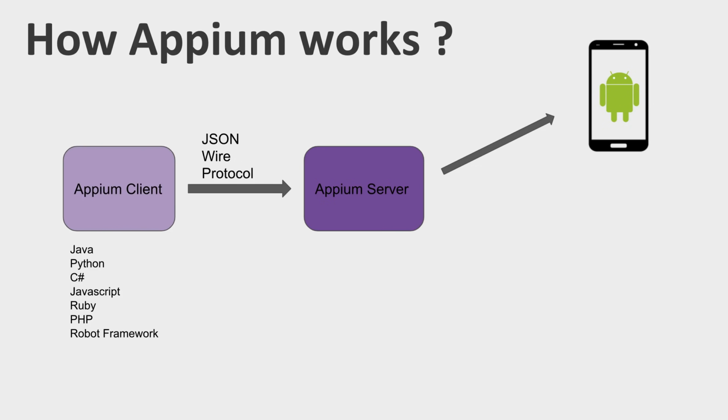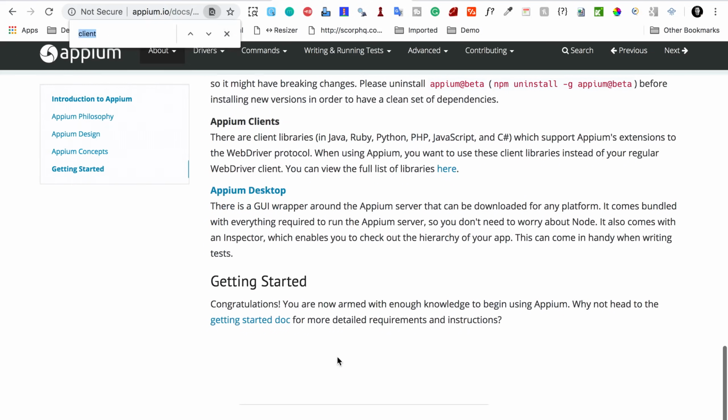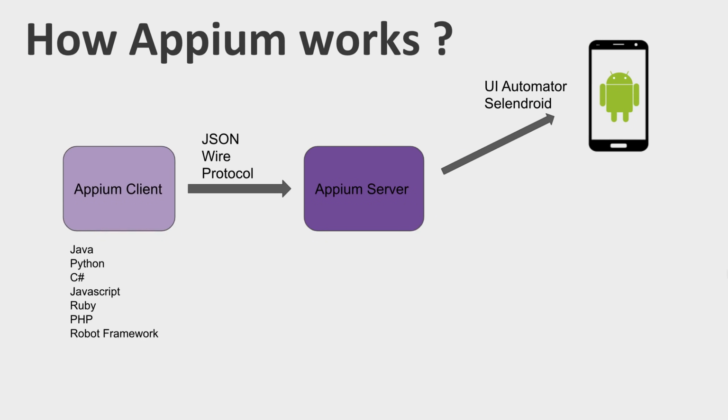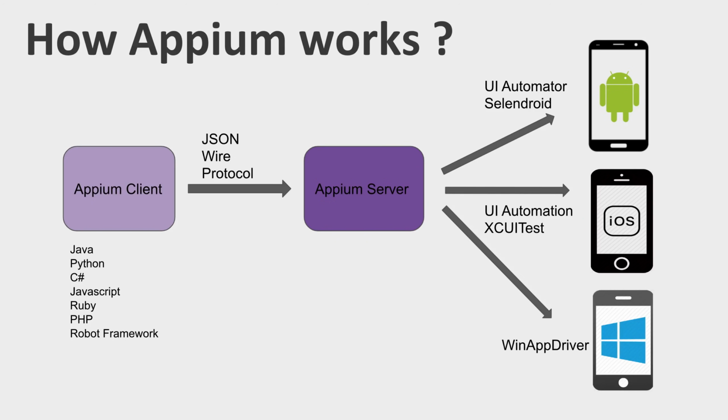Now here again, it cannot directly access and perform the action on the application. Here we use some vendor specific drivers. For example, if you are using an Android device, we use UI Automator or Selendroid. On this Appium introduction page, I can show you these drivers. In case you are using iOS 9.3 or above, this is XCUITest. For iOS 9.3 and lower, UI Automation. For Android, we have UI Automator, and earlier we used Selendroid for version 2.3 and lower. And for Windows, this is Windows Application Driver. Using these vendor specific drivers, we can access the application and perform actions on it. So this is how Appium interacts.